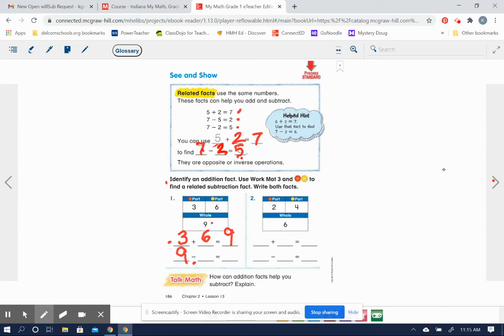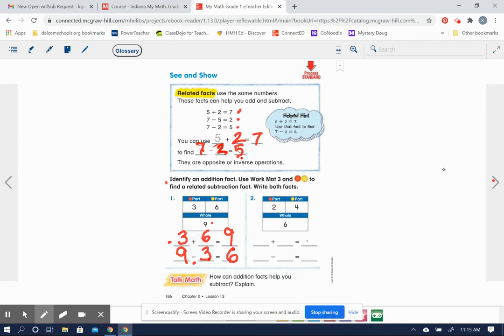Okay, now we can subtract either one of these parts. It really doesn't matter which one because they're all related. If we pick 3 right here, then what's going to go over here? The only number that's left, the other part here, is a 6. Okay, let's do this one over here.